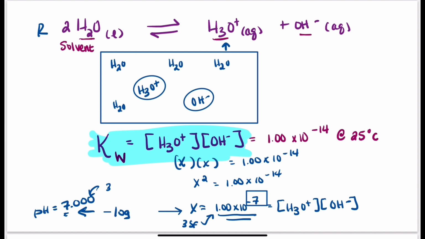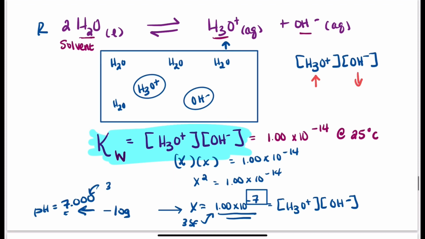So that's what I mean by they're inversely proportional to each other. If I've got H3O plus and OH minus, and I add something to increase this concentration, this one is going to go down. And if you think about Le Chatelier's principle, that should make sense to you guys.